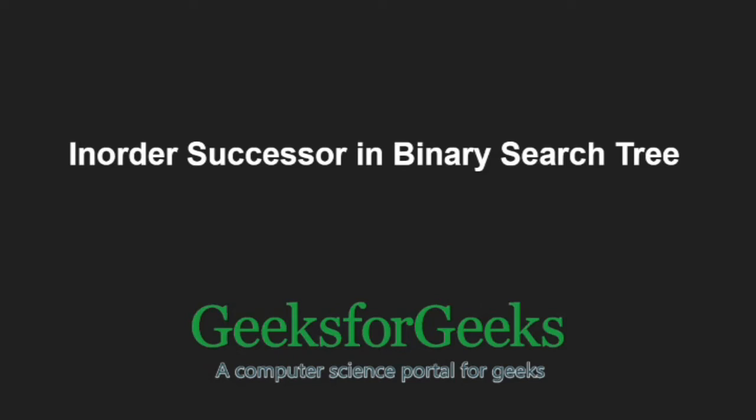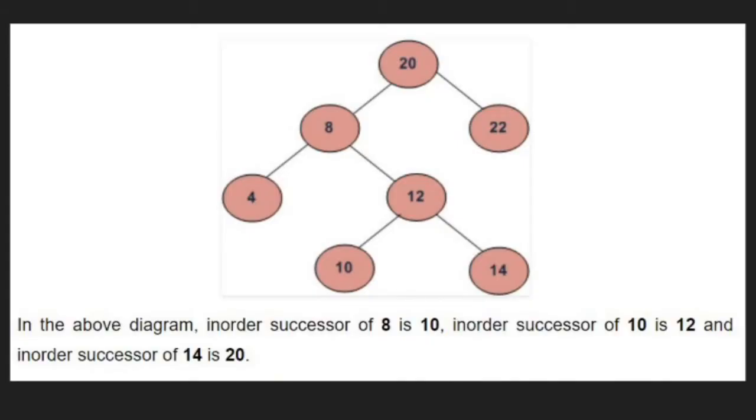In this video, we are going to understand the program which helps us in printing the in-order successor in a binary search tree. First, let us take an example. In a binary tree, the in-order successor of a node is the next node in in-order traversal. The in-order successor is null for the last node in in-order traversal.